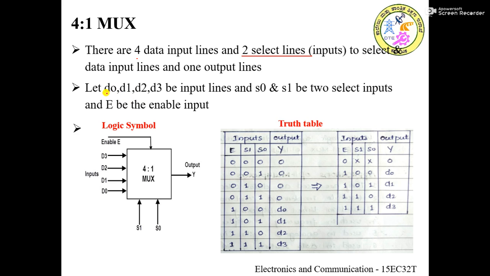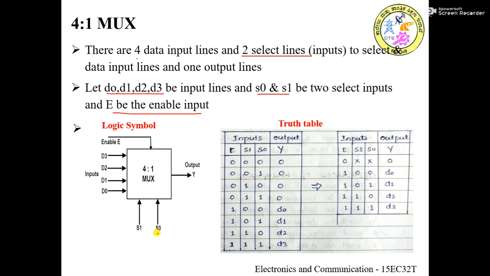Let us consider D0, D1, D2 and D3 as the input variables, S0 and S1 as the 2 select lines and E as the enable input. So let's see the operation first here. As you can see, there is an enable input here and these are the 4 inputs which are designated as D0, D1, D2 and D3, and there is a single output line Y and there are 2 select lines.